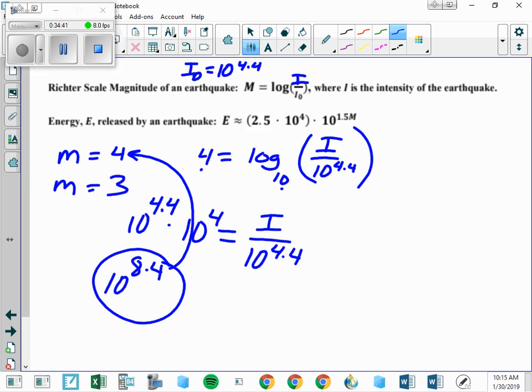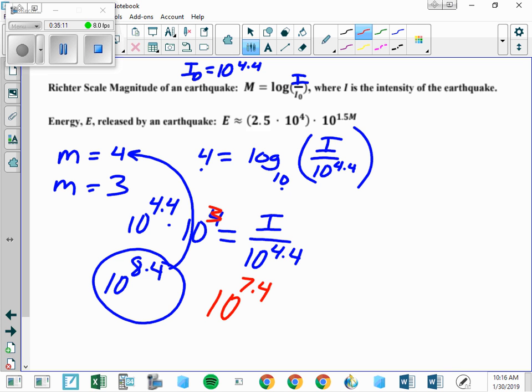Okay. I do exactly the same thing with a 3. So this becomes a 3. And what is 10 to the 4.4 times 10 to the 3rd? 10 to the 7.4. You can do it that way, that's the old way.